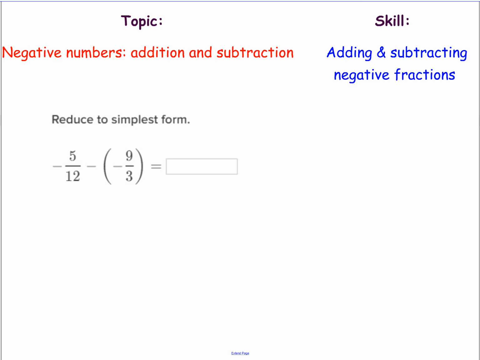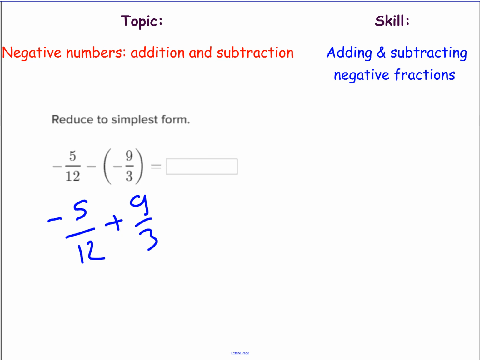Hello everybody, this video is going to be on adding and subtracting negative fractions. First thing I want you to notice is that a double negative is still something we don't want. So this is negative 5/12 minus negative 9/3. I would change this to negative 5/12, and instead of minus negative, write it as plus 9/3. Now that we did that, minus negative becomes plus 9/3.